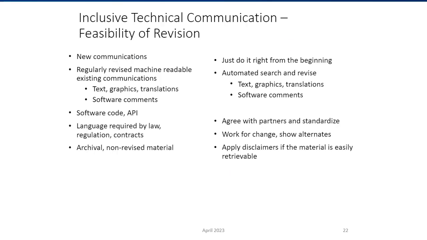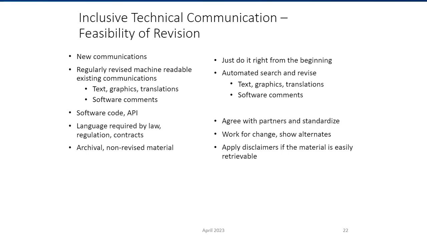Well, to do this, we had to think about, how is this process actually going to work out? It isn't done instantly. There are different kinds of technical communication that are easy or not so easy to make inclusive. New communications, if you're writing something now, you know to avoid things that people will consider non-inclusive. If something is revised frequently, your website, for example, you can update it fairly quickly, and you can take down things that are not considered acceptable.